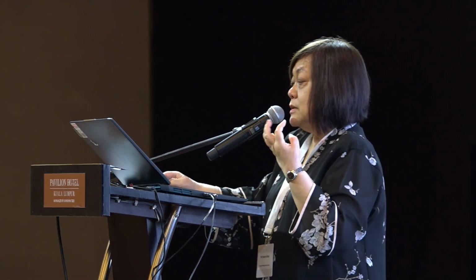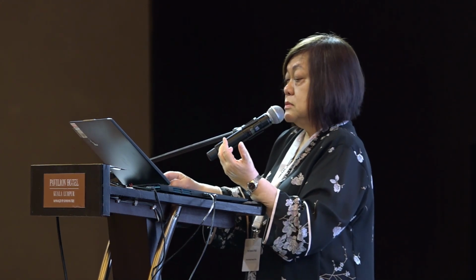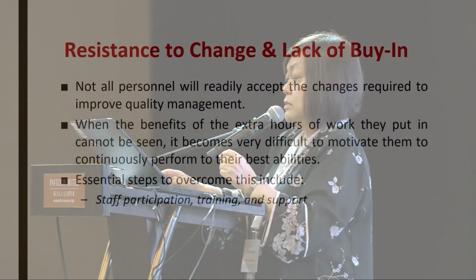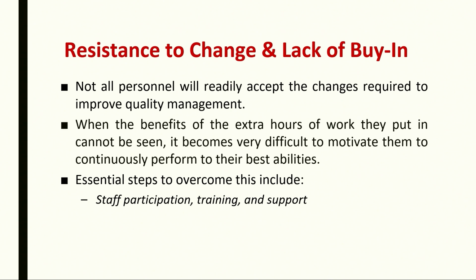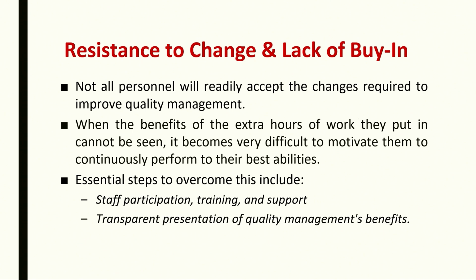So, some of the essential steps, in general, to overcome this. Of course, we're talking about participation, training, and support. All right? Even more important, we forget. Sometimes when we give them something, we never tell them why. It helps a lot when we explain to them what is the benefit of this. Transparent presentation of quality management is just as important. Okay?